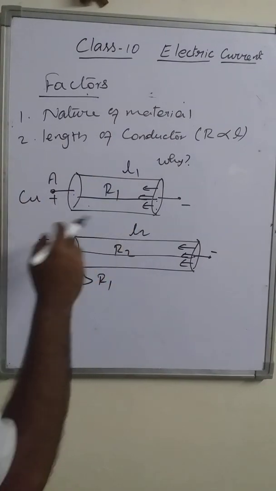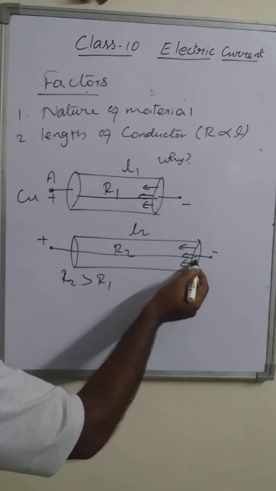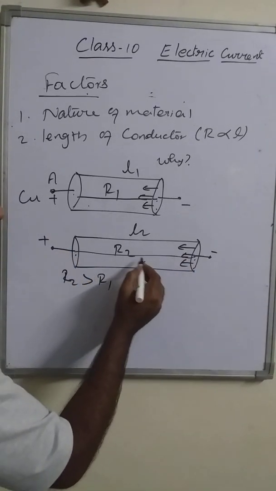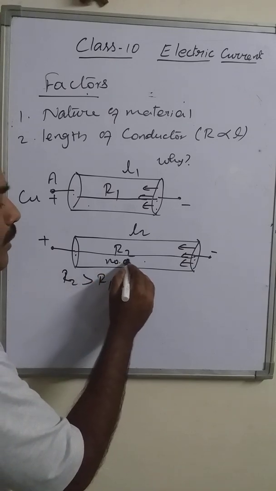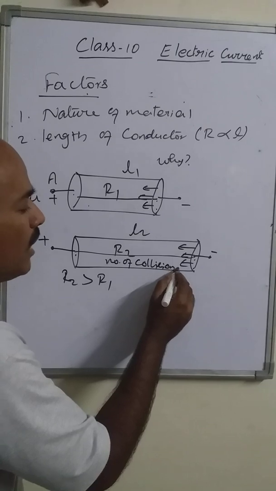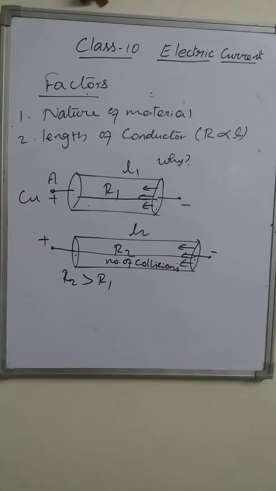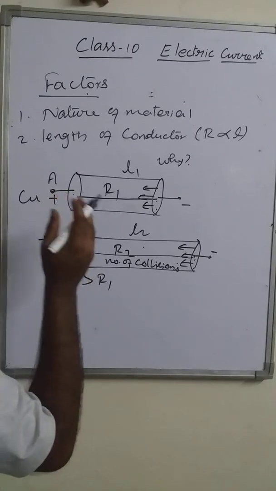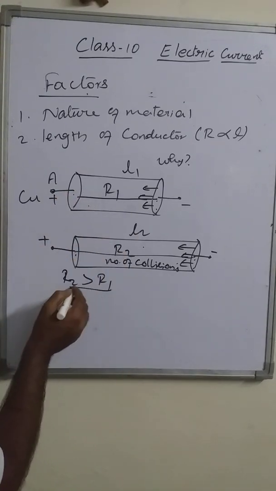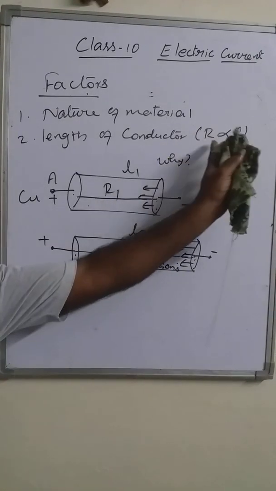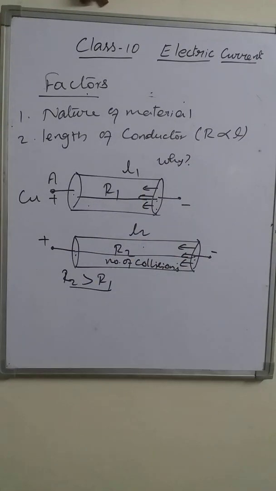If we see from the physical dimension that in the second conductor the length of the path is longer, the number of collisions made by electrons with the positive ions also increases. So here the opposition is greater, and the resistance is also greater. This is how the resistance depends on the length of the conductor.